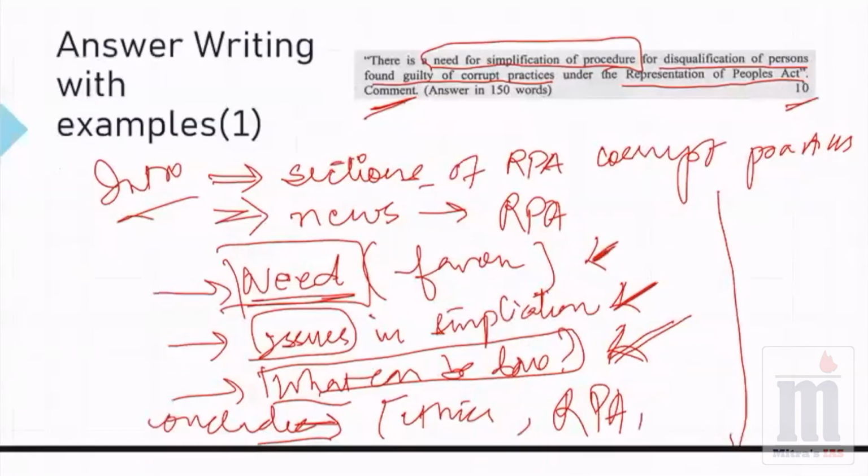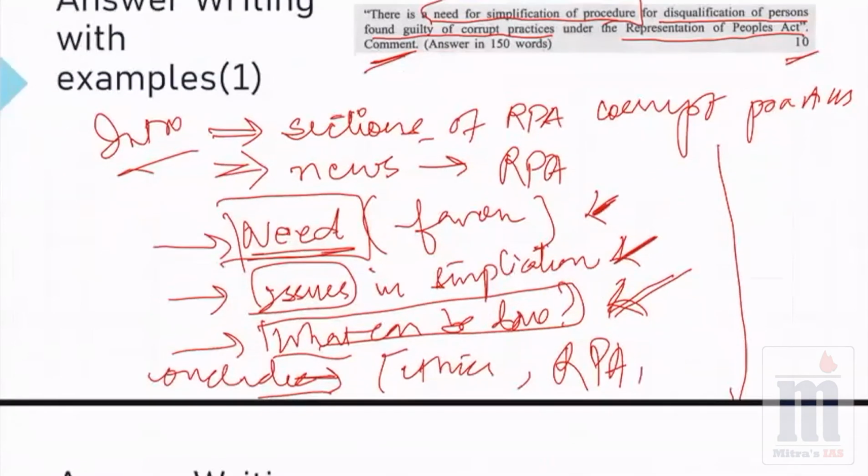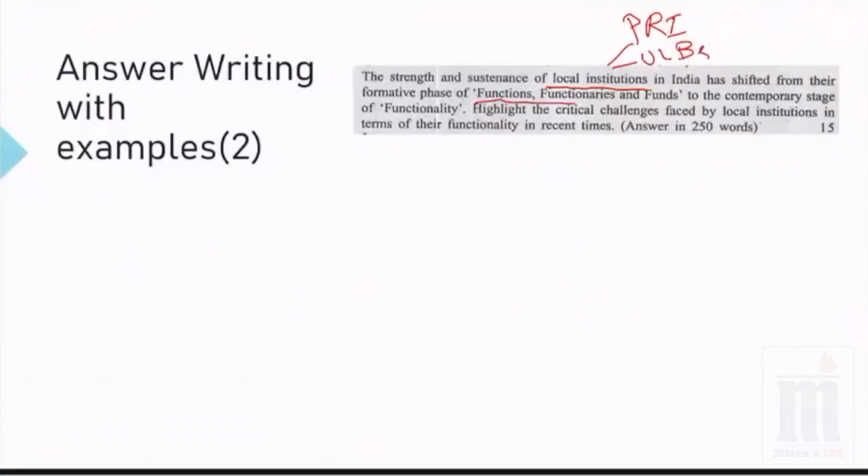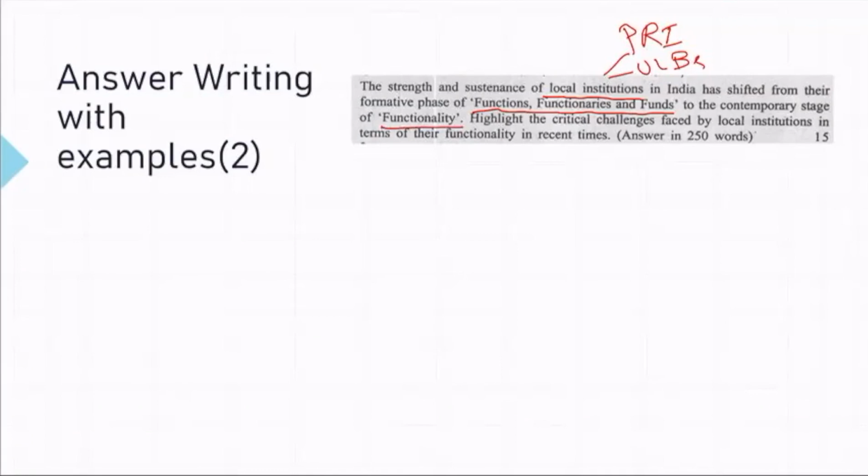Now, coming to the second example: strength and sustenance of local institutions in India. What are the local institutions? PRIs, ULBs. The question says they have shifted from their formative phase, where we are told there are 3F problems in the local institution in the third tier of governance, to the contemporary stage of functionality. Highlight the critical challenges faced by the local institutions in terms of their functionality in recent times.